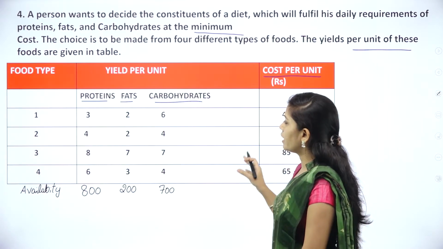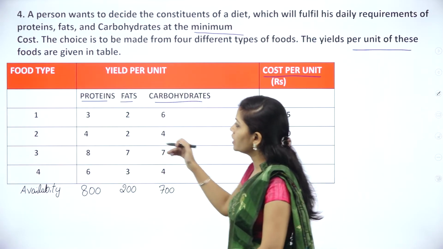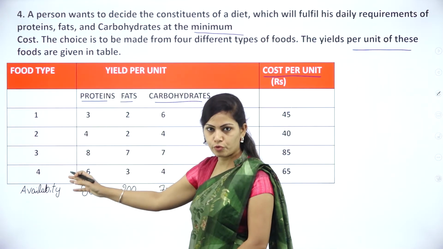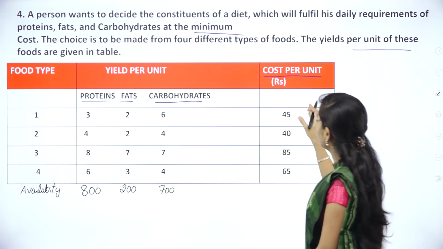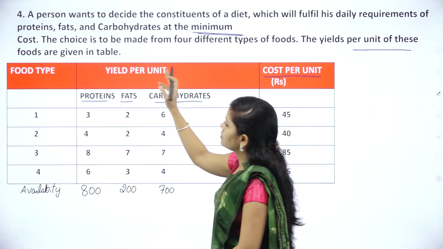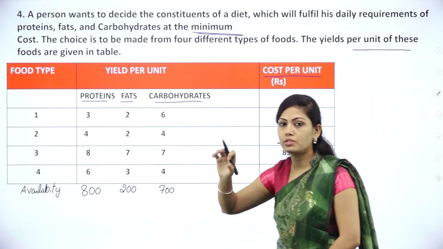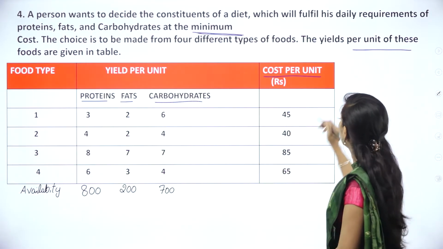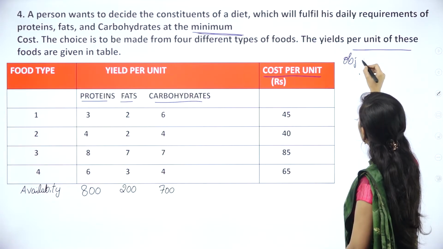So here they have given the product's requirements, and here they have given the food type. We have 4 food types and we have 3 requirements, and they have given the minimum cost per unit. They only mention the requirements, protein, fats and carbohydrates, at the minimum cost. So it is a minimization problem. So first write the objective function.